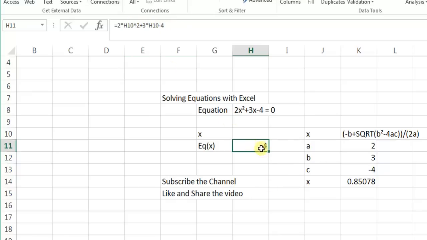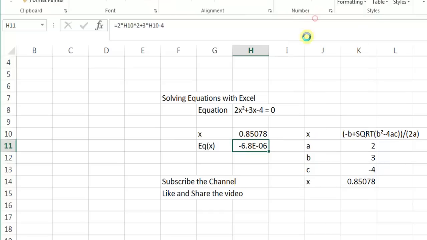We have to put some value, let's say 0.87078, here, so that we can know that the number here is 0. Okay, so how to reach the solution 0.85078?